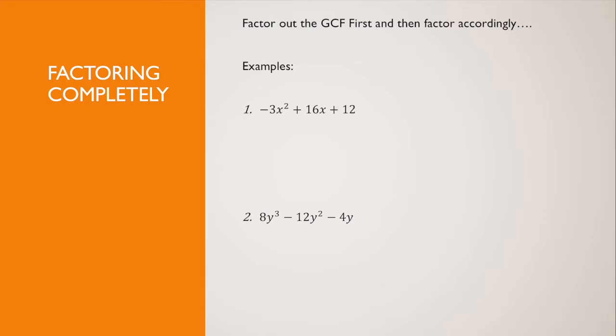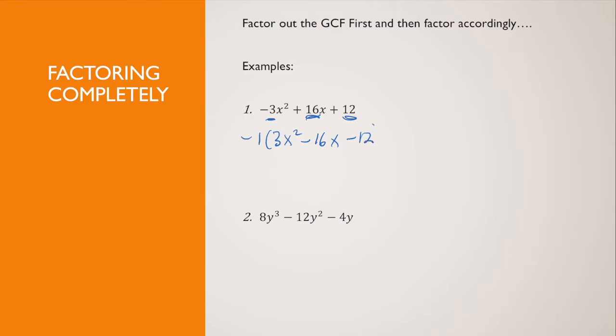So here I have, in this first example, -3x squared plus 16x plus 12. Here, the greatest common factor is going to be -1, right? Because I've got 16 and 12. 12 has a factor of 3, but 16 doesn't, so I have to pull out a factor of -1. So I have -1 times 3x squared minus 16x minus 12. All I do is flip the signs.